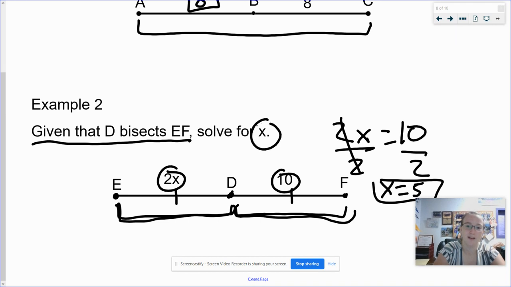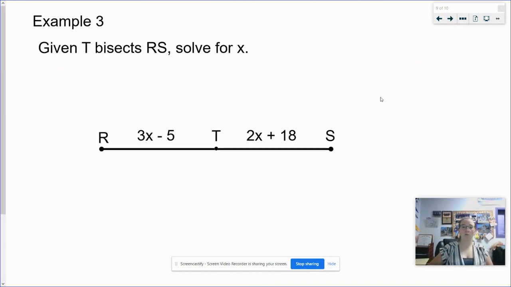X equals 5. And that's what we wanted, so we're good. Okay, we got one more that's going to be a little bit more difficult. Again, I'm going to kind of help you get the setup, and then you're going to give it a shot.